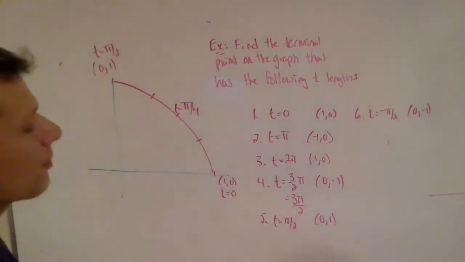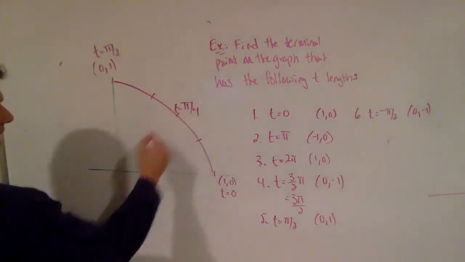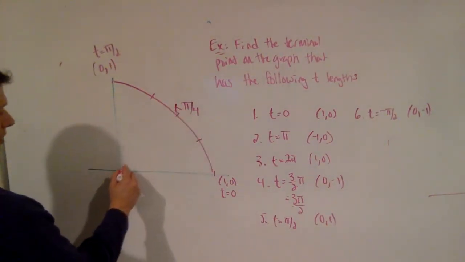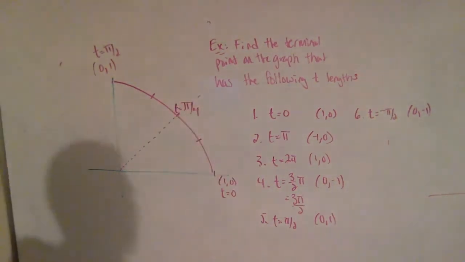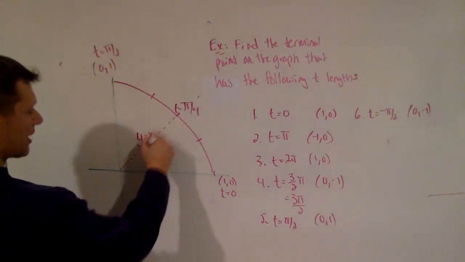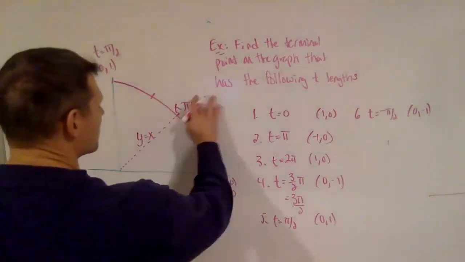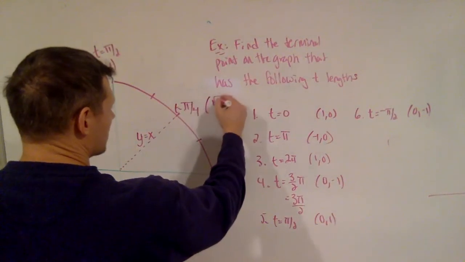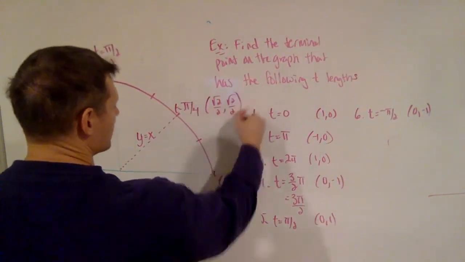And what's the terminal point? Well, it's interesting because if that's halfway through, we know the x-coordinate has to be the same as the y-coordinate because it goes through the line y equals x. If y is x, then x has to equal y. It's a perfect diagonal that goes through there. So what's the coordinates of this? Well, it's interesting. It's root 2 over 2, comma root 2 over 2.